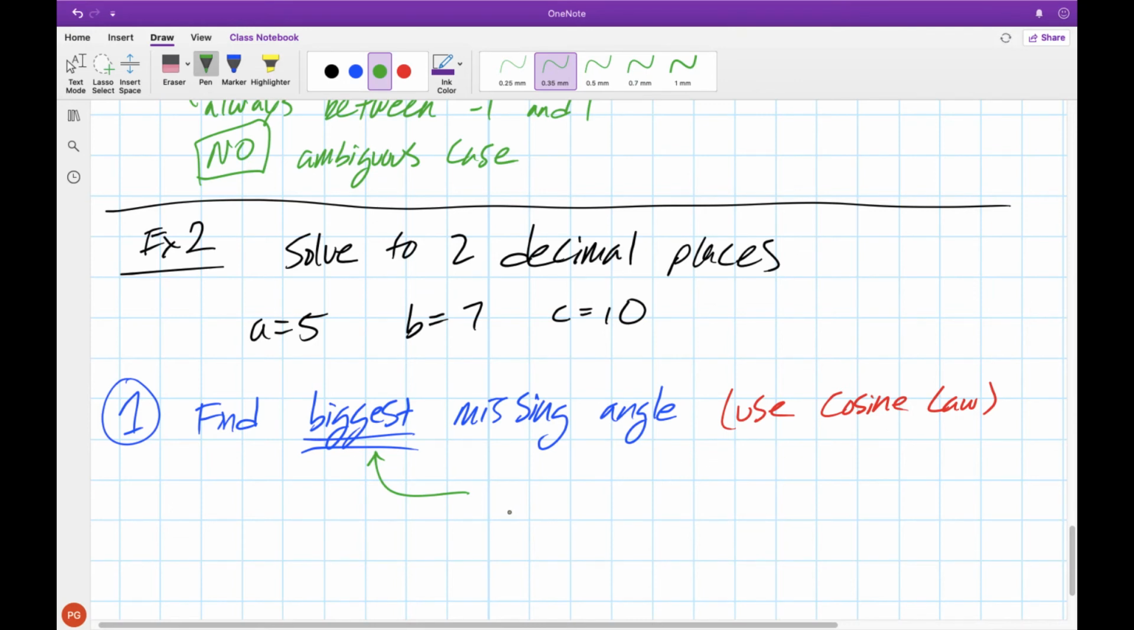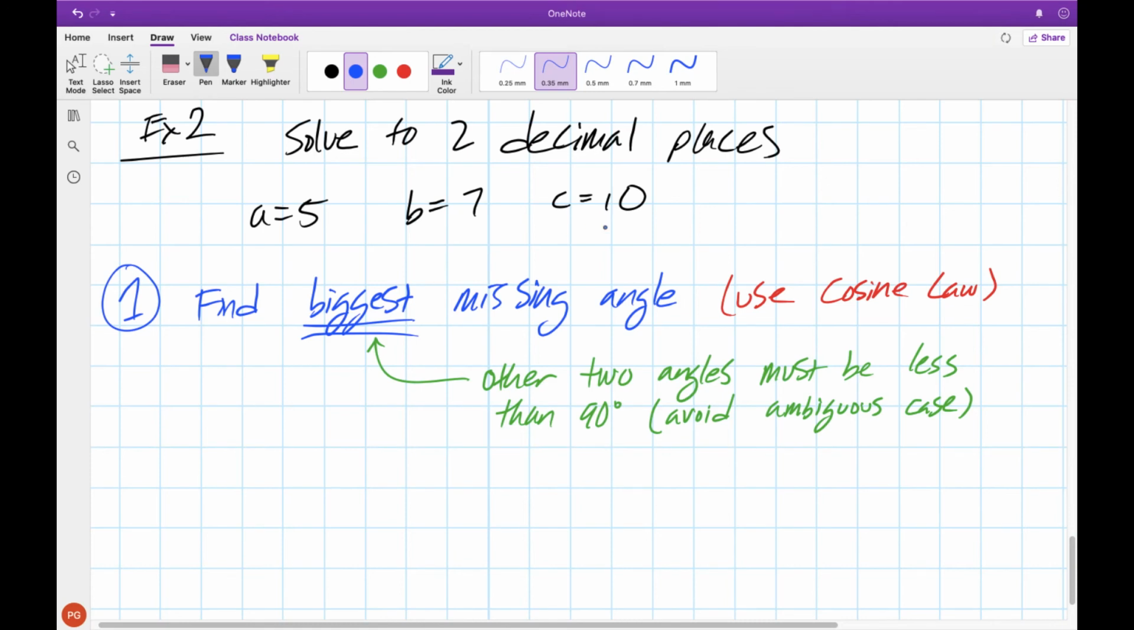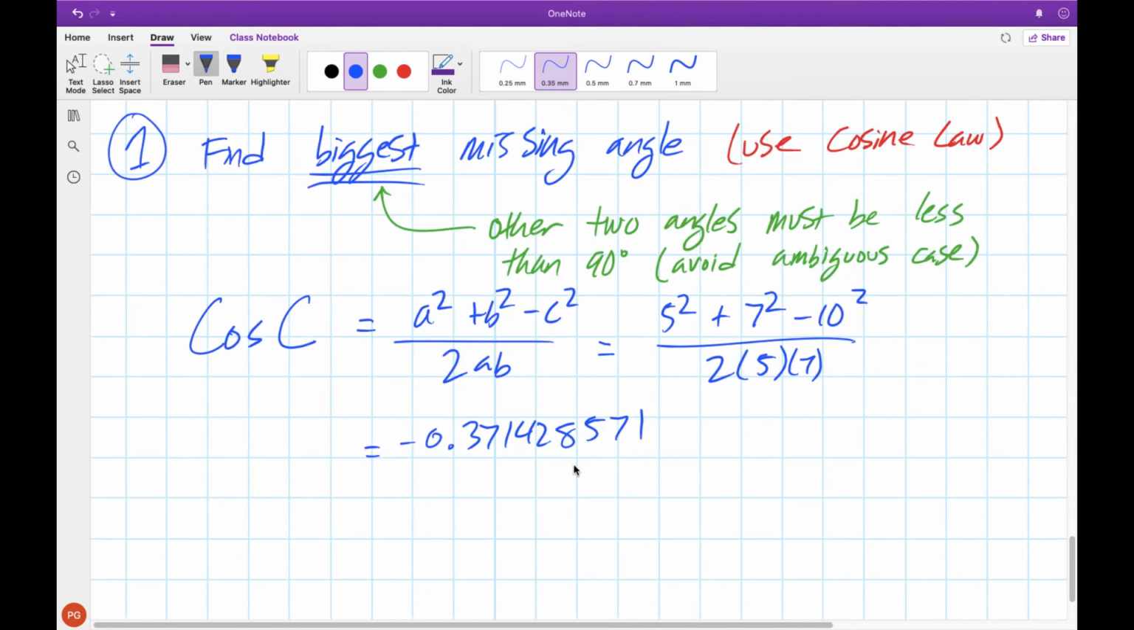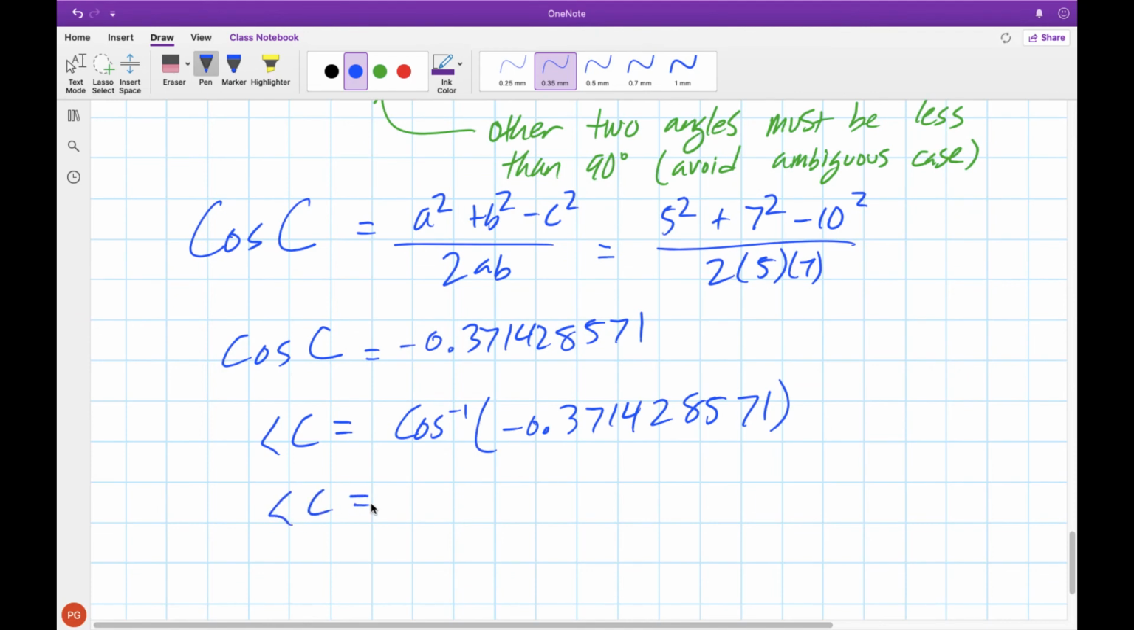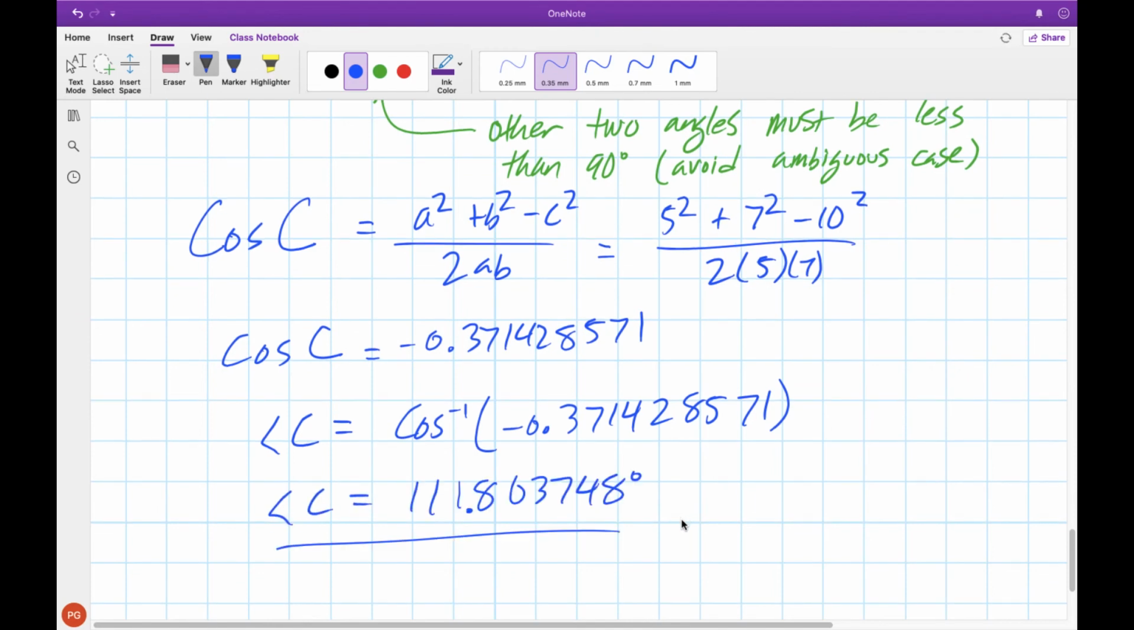The reason we want to find the biggest missing angle is that the other two angles, which we'll solve using sine law, must be less than 90 degrees, which again avoids this ambiguous case. So if we want to find the biggest missing angle, it'll be across from our biggest side C. So we want to solve for cosine of angle C, which, if we go up to our table on page 299, looks like this. We plug in our numbers. We'll get this value for the cosine of our angle. Using inverse cosine, we can get the angle itself, which is this right here. Again, I'm not rounding because I am going to be using this value in future calculations.